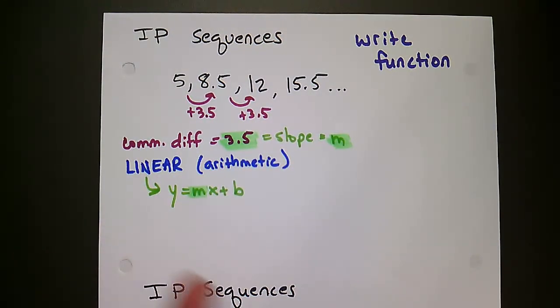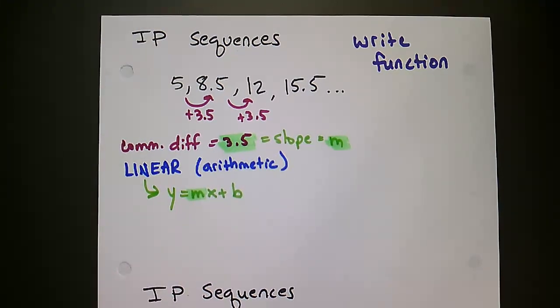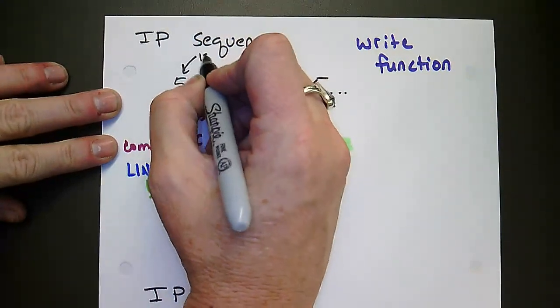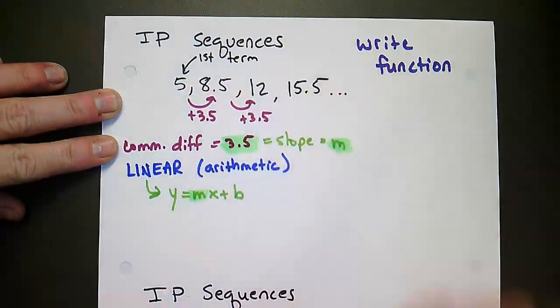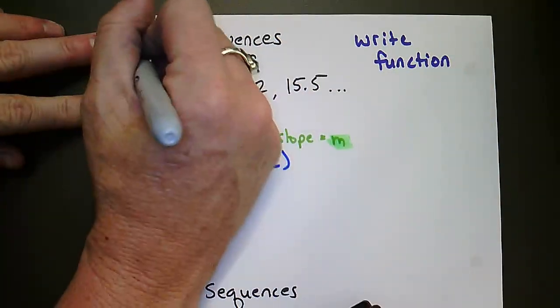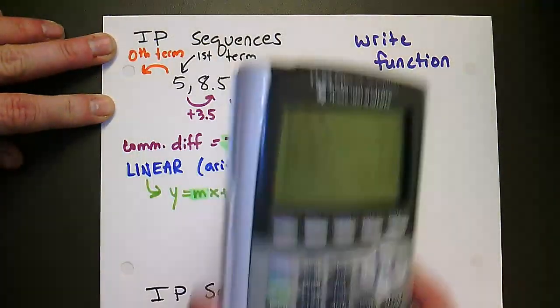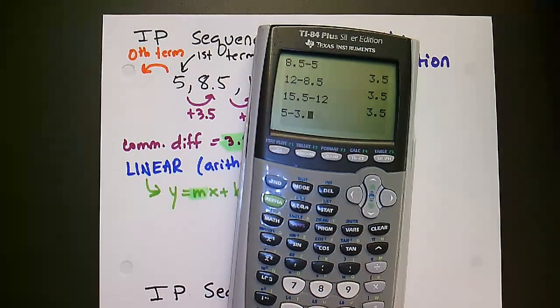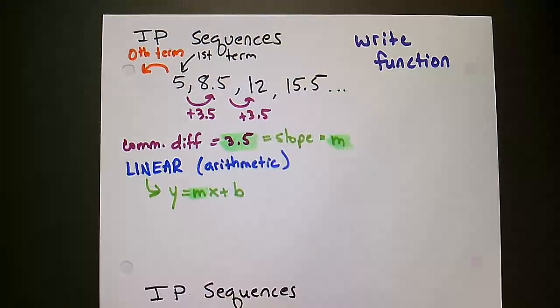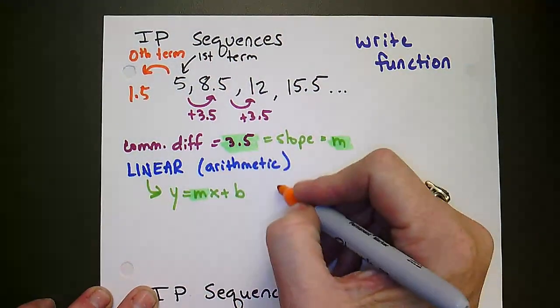But the y-intercept is actually the 0th term. We get that when we input 0 for x. In terms of my sequence, this 5 is actually my first term. So I have to back this process up, and instead of adding 3.5, I basically have to subtract 3.5. I need to find my 0th term. So I'm going to take my 5, subtract 3.5, and that's going to give me 1.5. My 0th term is 1.5, so that's my y-intercept.